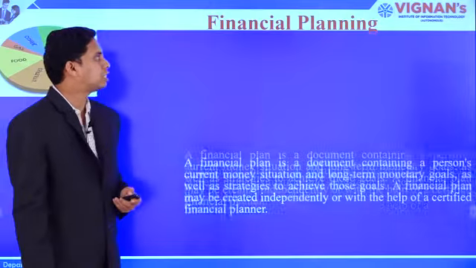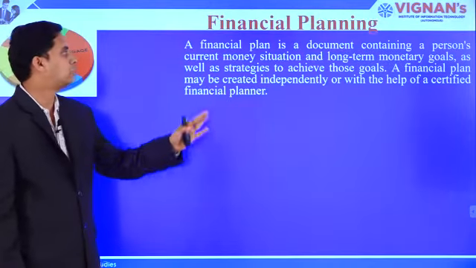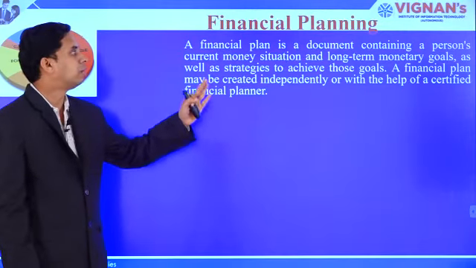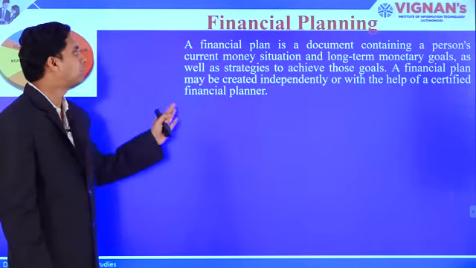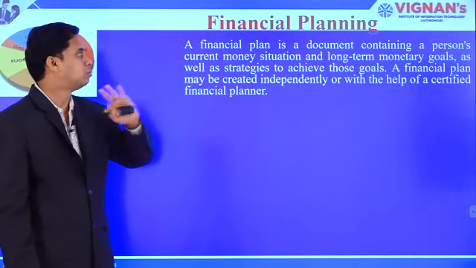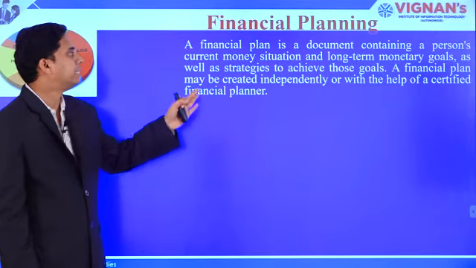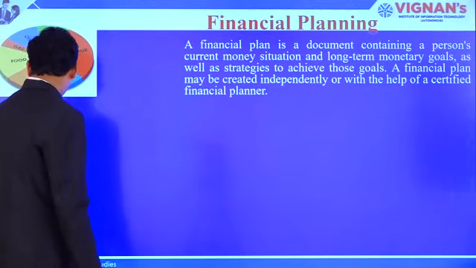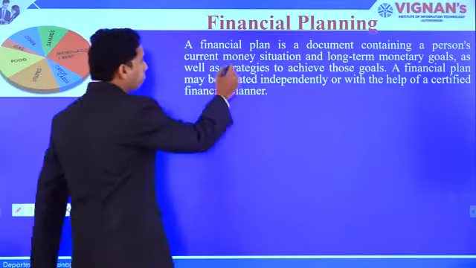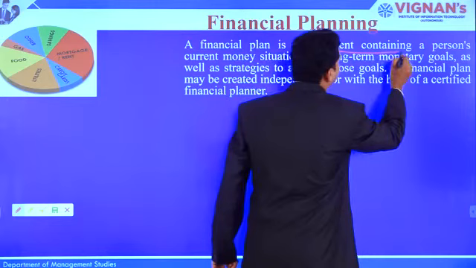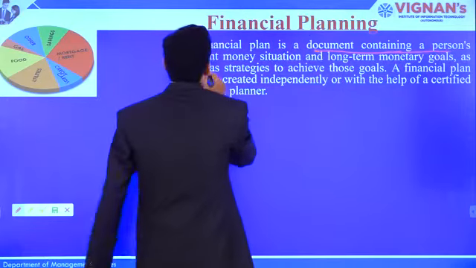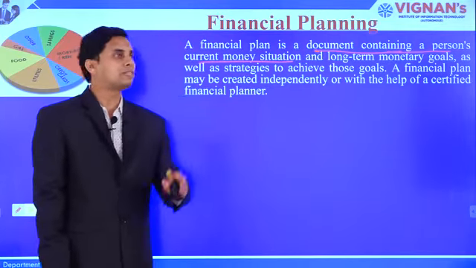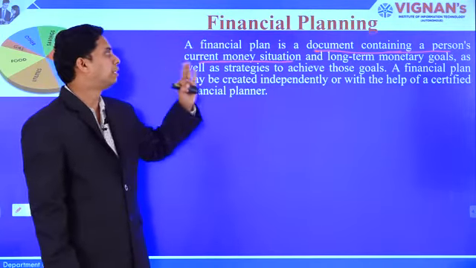And now let's look at financial planning. Financial planning is a document containing a person's current money situation, long-term monetary goals, as well as strategies to achieve these goals. It may be created independently or with the help of a certified financial planner. Now let us try to understand this definition. A financial plan is a document containing the person's current situation. So financial planning comprises the current money situation.